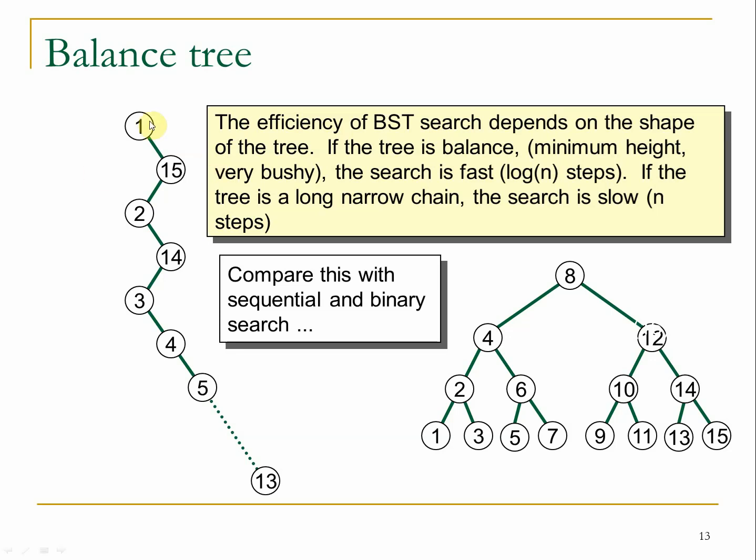However, if the tree shape looks like this, this is basically a linked list. It's not a tree at all. So the performance of the binary search tree relies on the shape of the tree.